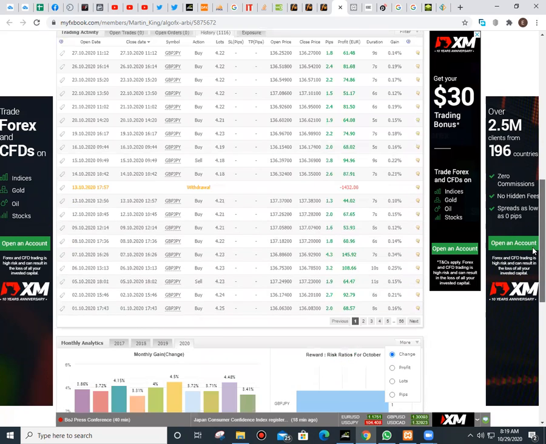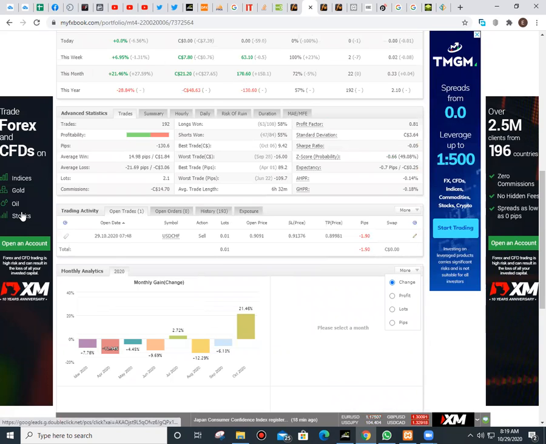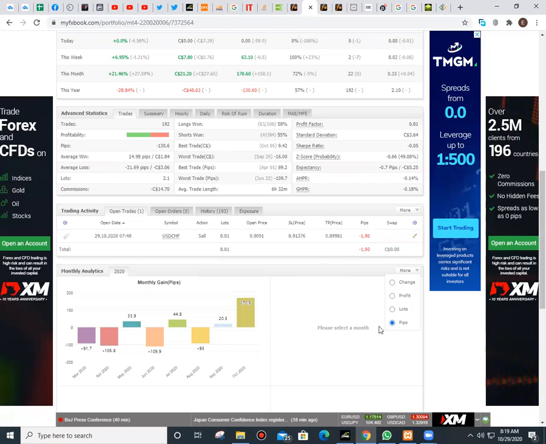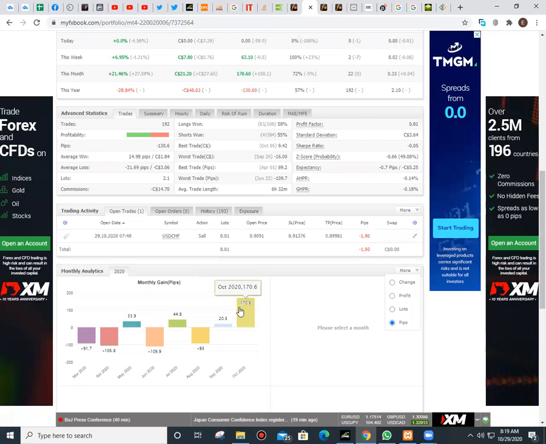I was comparing the two systems, this one and this one. When you come to pips, 170. That is for this month. Pips, 42. Now let me ask you, if this guy used the same lot size of 4.22, do you think they would actually be at the same level? They won't.